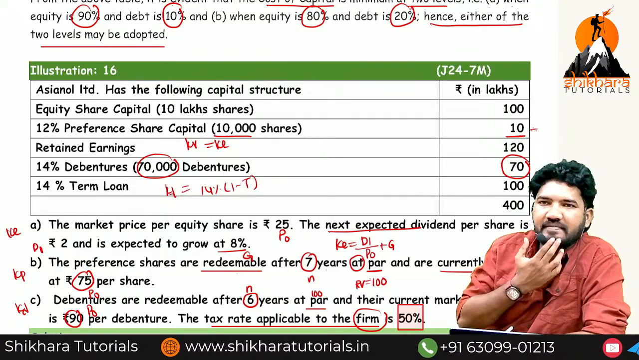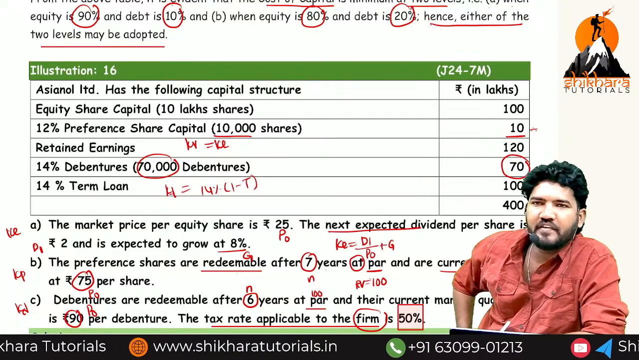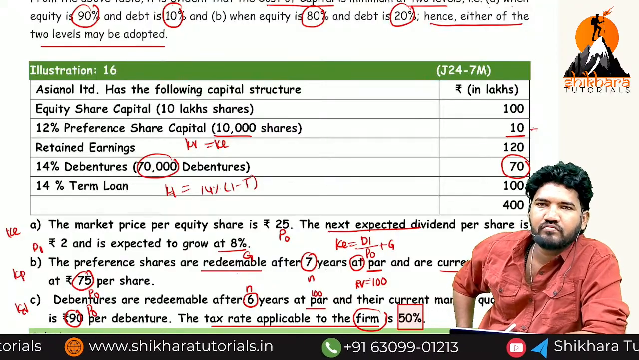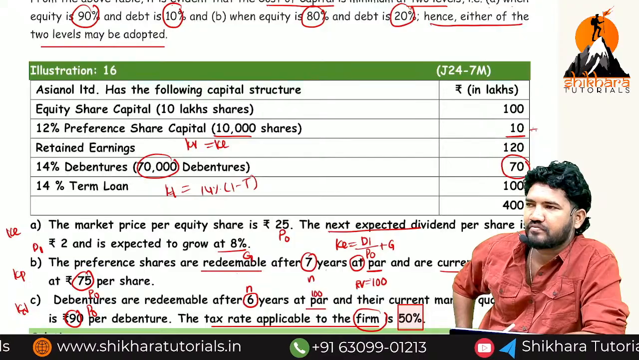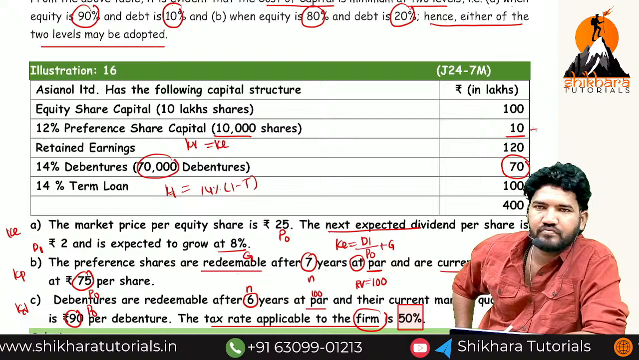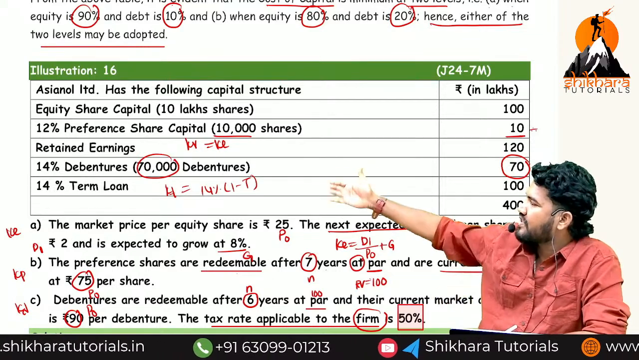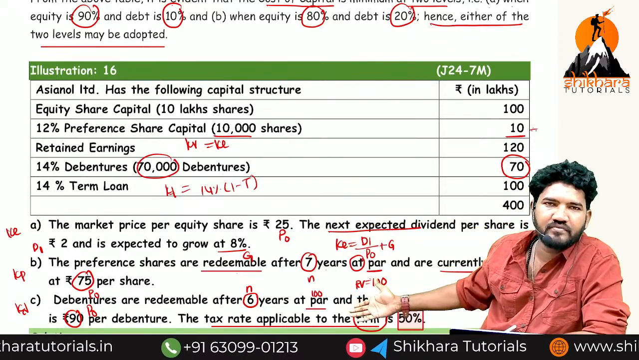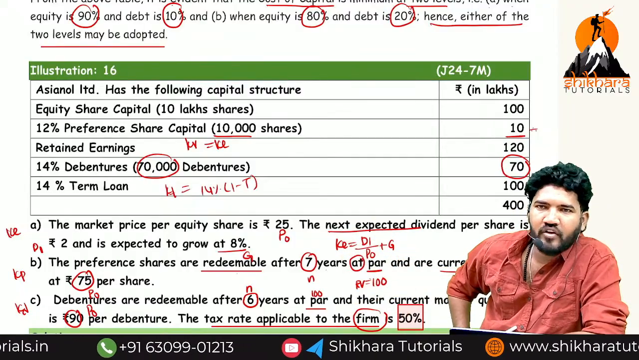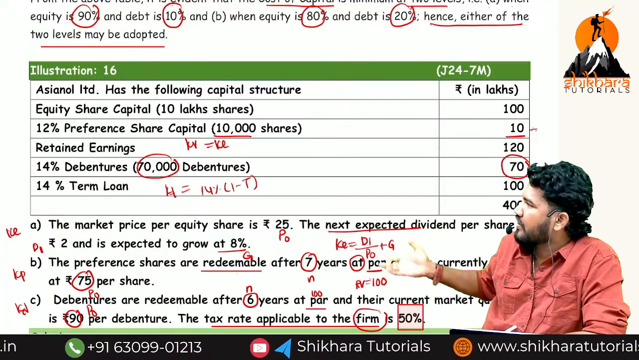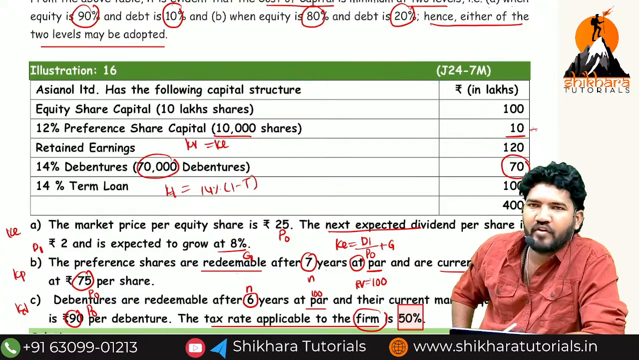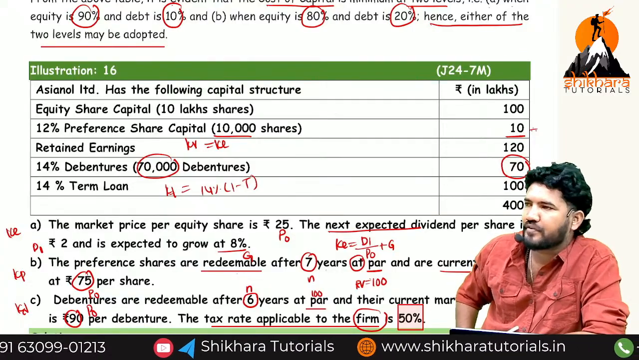On which basis? Book values are there, market values are there. You can take your own assumption. Are you guys clear? But when it comes to the board book, they solved both: book value point of view as well as market value point of view. Are you okay?